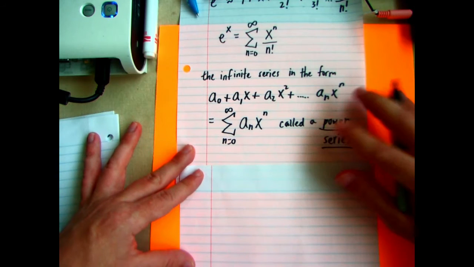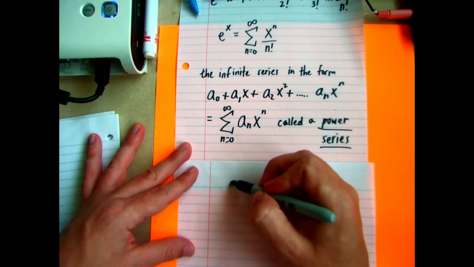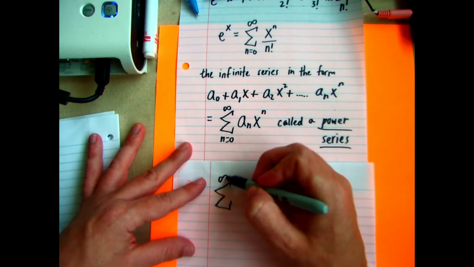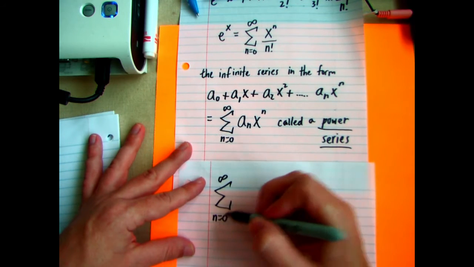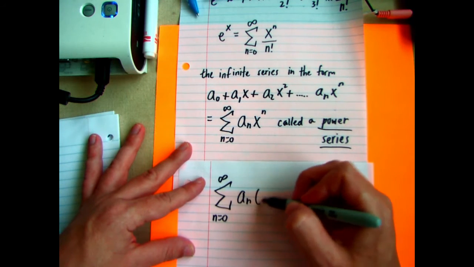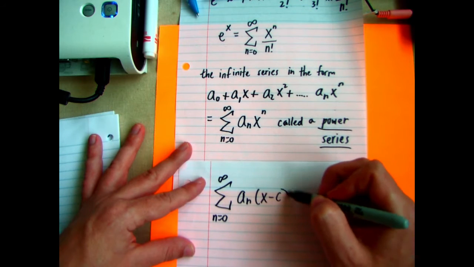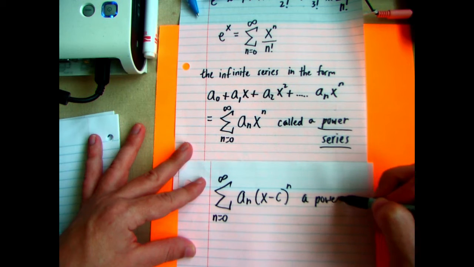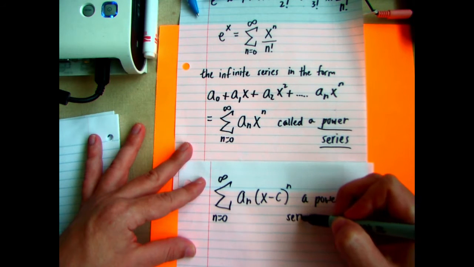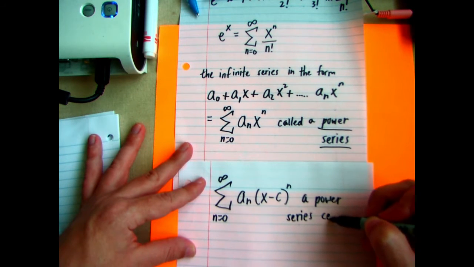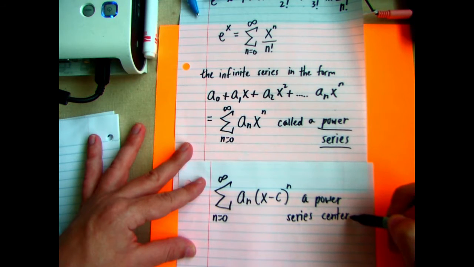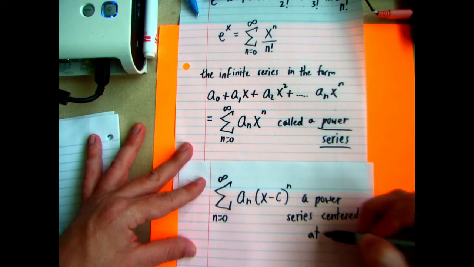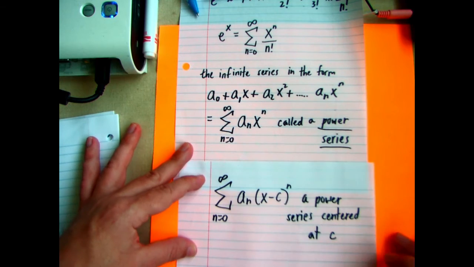Well, we could also have a power series centered around a number that's not 0. So how would that look? Well, it would look like this infinite sum. Now instead of just x, we have x minus c to the power of n. This is a power series centered around c.